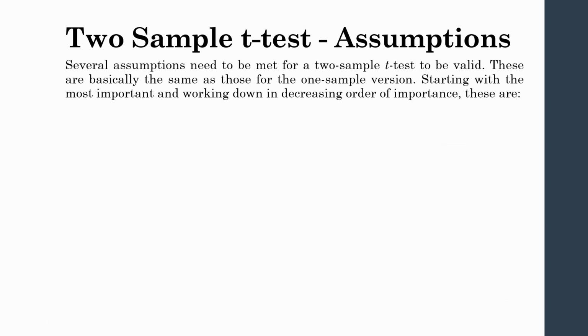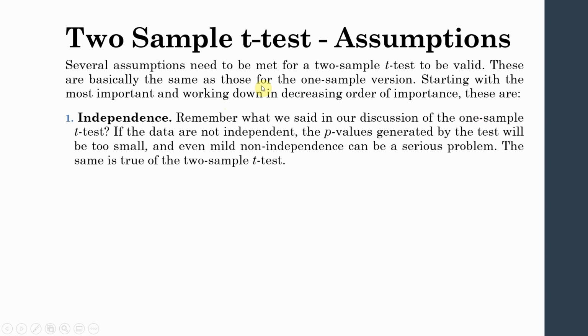So what are the assumptions for the two sample t-test or independent sample t-test? There are several assumptions that need to be met. These are basically the same as those for the one sample t-test, starting with the most important and working down in decreasing order of importance. The first is independence. These two groups must be independent of each other. Data in one group cannot be part of the data in the other group.